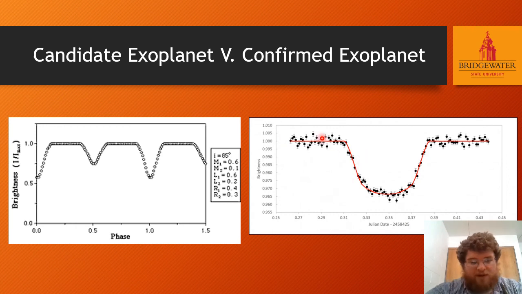Plus, also with confirmed exoplanets, you do need the spectra of the atmosphere for that planet. Also, one thing to notice: this is a U-shaped curve. This is a V-shaped curve. Almost all the time, you see binary star systems have a V-shaped curve. However, V-shaped curves can happen with exoplanets. However, it is more often than not a U-shaped curve.